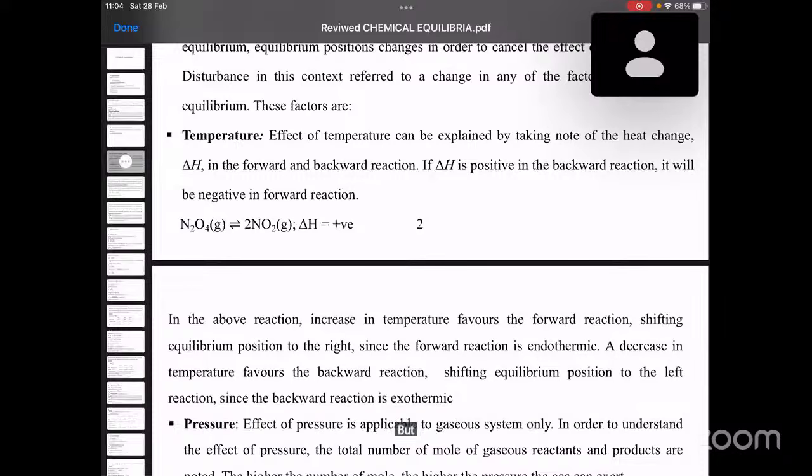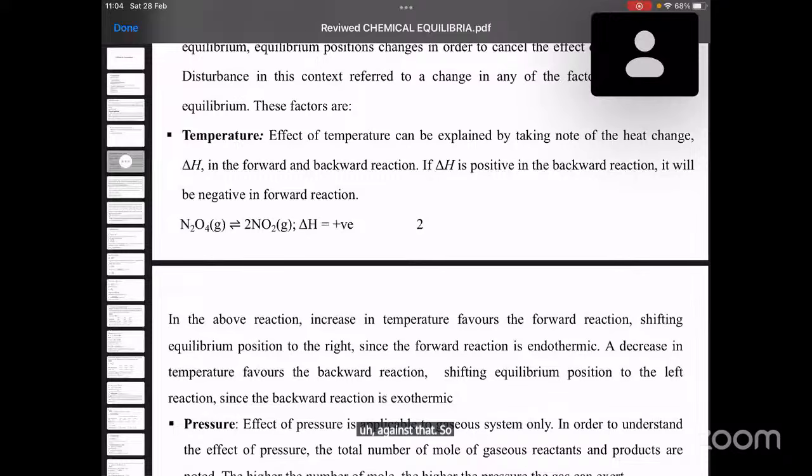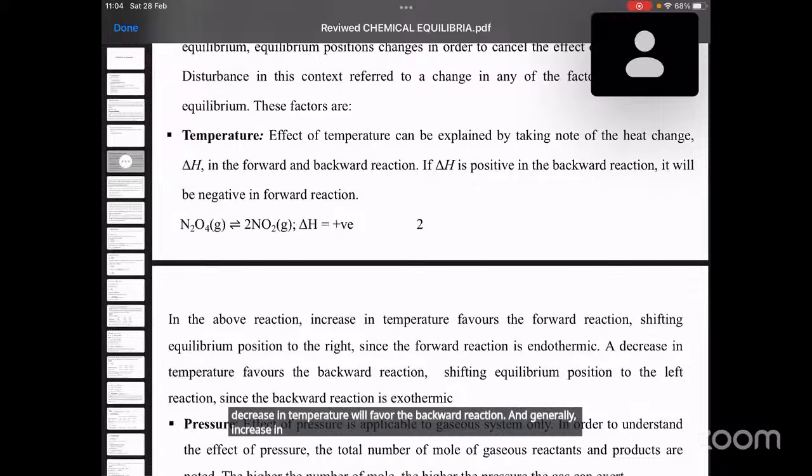But if you decrease the temperature, the backward reaction will be favored, because conversely, that requires reduction of heat. In fact, increasing heat works against that. So for this reaction, increase in temperature will favor the forward reaction, decrease in temperature will favor the backward reaction. And generally, increase in temperature favors the endothermic reaction, while decrease in temperature favors the exothermic reaction.